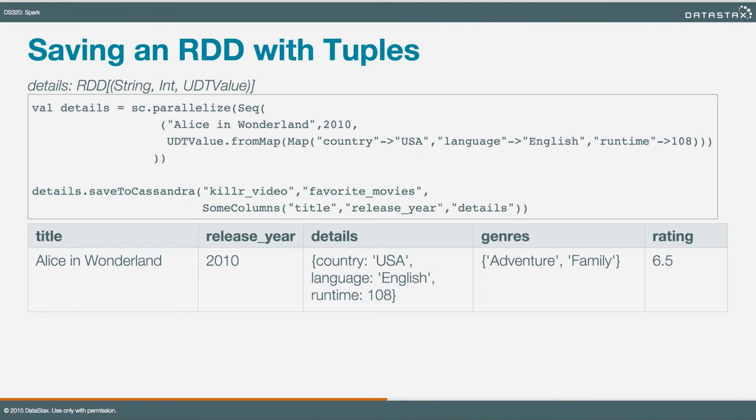Having created that new RDD, we can simply save it to Cassandra, same API, specify the three columns, and it gets done. And we have a value in the details column. We have a value for our user-defined type. First time we've seen that be not null.